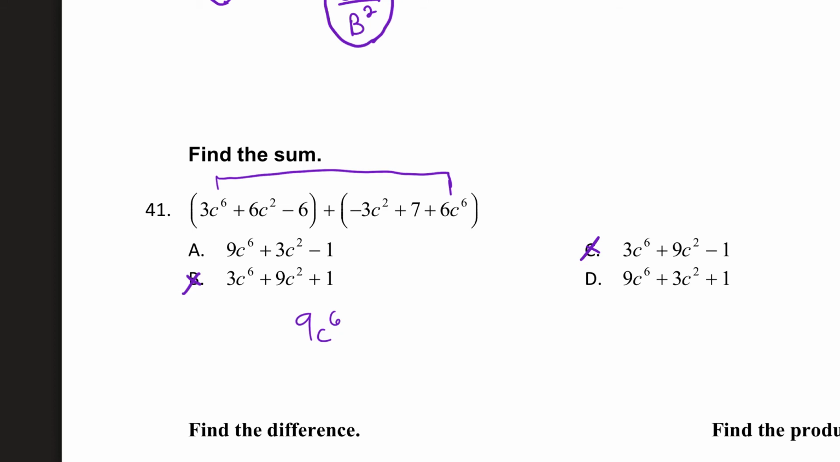Okay, and then, we have some c squareds. Went too far. There, right there. So 6c squared plus negative 3c squared is plus 3c squared. We subtract their coefficients. The variables and the exponents do not change at all. And the last thing, we have negative 6 plus 7. So negative 6 plus 7 is plus 1. So which answer is this? D.